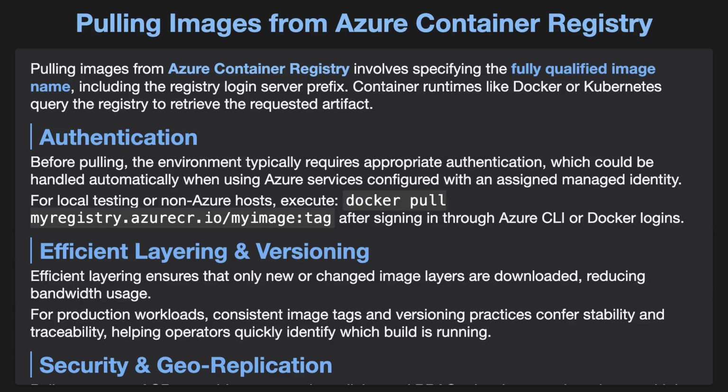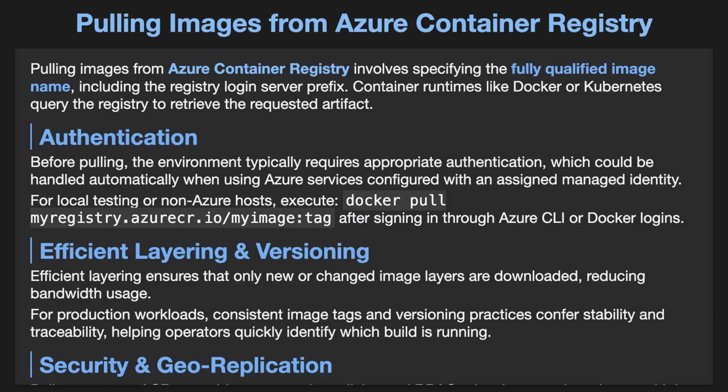Pulling images from Azure Container Registry involves specifying the fully qualified image name, including the registry login server prefix. Container runtimes like Docker or Kubernetes query the registry to retrieve the requested artifact. Before pulling, the environment typically requires appropriate authentication, which could be handled automatically when using Azure services configured with an assigned managed identity. For local testing or non-Azure hosts, docker pull myregistry.azurecr.io/image:tag is run after signing in through Azure CLI or Docker logins.